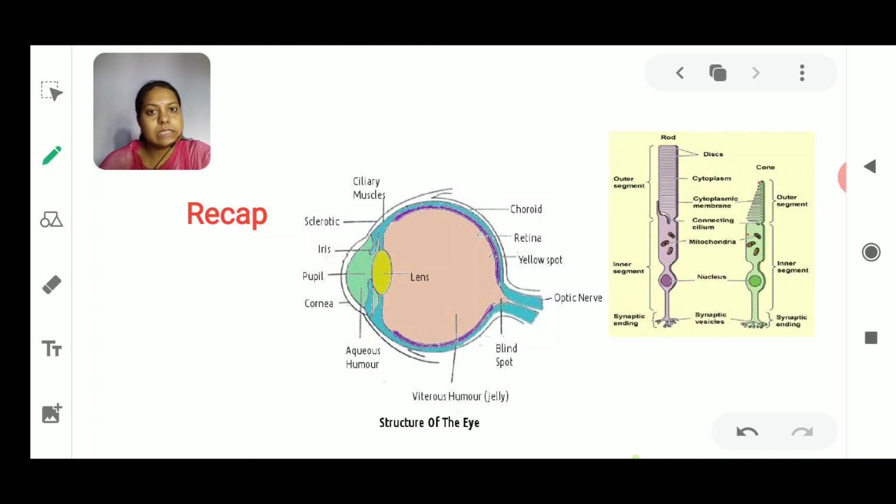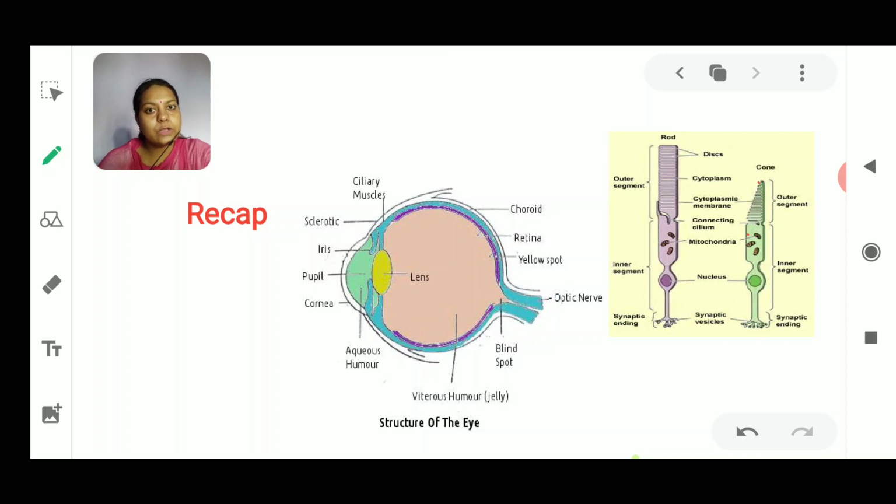Now these eyes are the most important part of your body. Why? Because they help us to see the world. Light is also equally important, because if light is not present, we are not able to see the colorful world. Why? Because we cannot see during dark time.